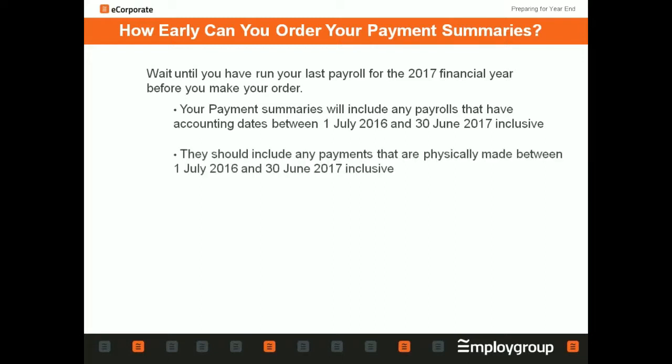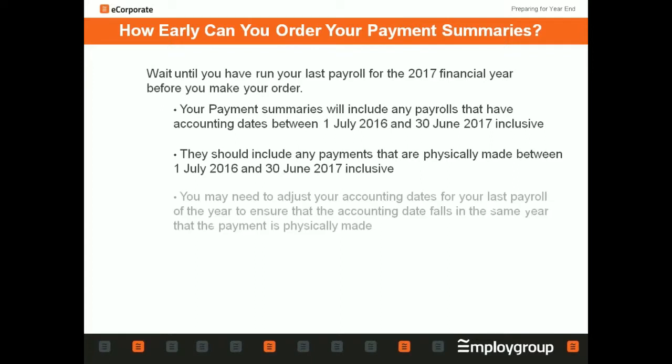They should include any payments that are physically made between 1 July 2016 and 30th of June 2017, again inclusive. And keep in mind that you might need to adjust your accounting dates for your last payroll of the year to ensure that the accounting date falls in the same year where the payment is physically made. So it doesn't matter within eCorporate when you process the payroll, it depends on what the accounting date of the payroll is.